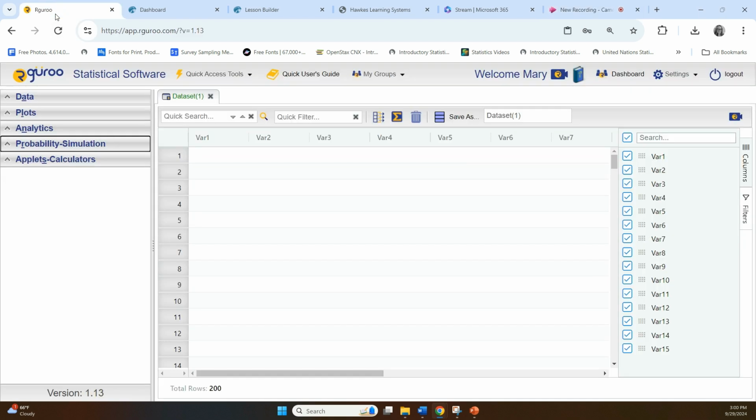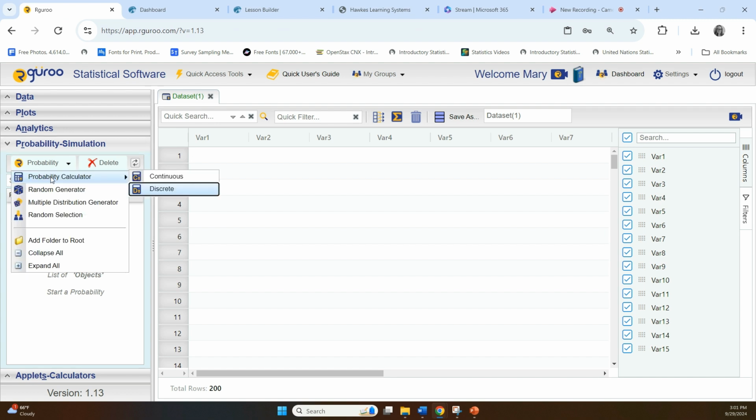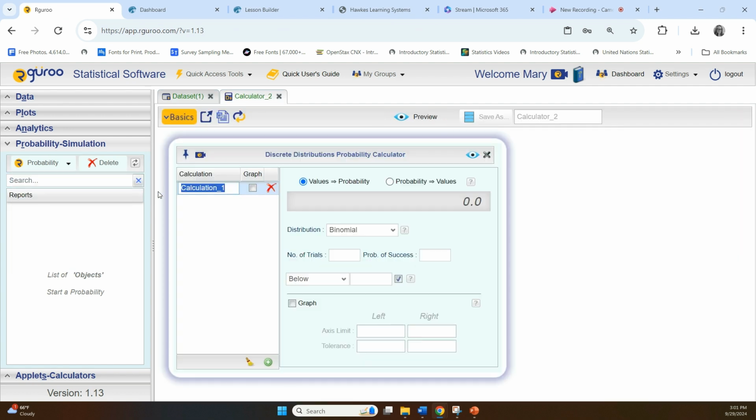So here we are in our guru. We'll navigate into the binomial calculator by going to probability, simulation, and then clicking on the drop-down box for probability calculator and choosing the discrete. We're going to keep the choice at values to probability. We're handing our guru some random variables and the values of those random variables, in hopes that it will give us a probability as an answer.